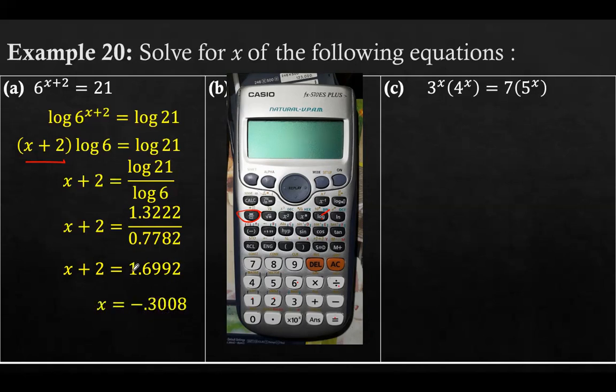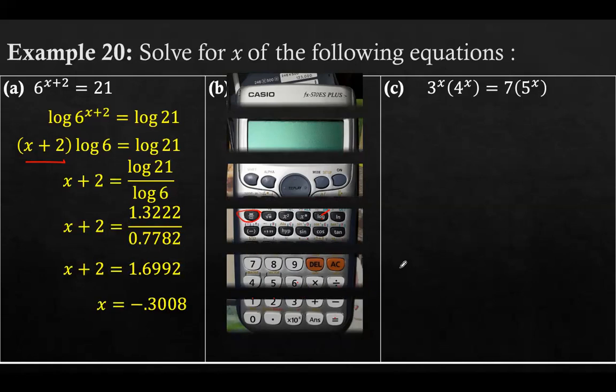So x will be 1.6992 minus 2. So you get x equals negative 0.3008. Okay, so this is for A.